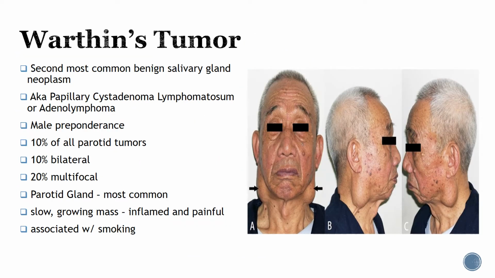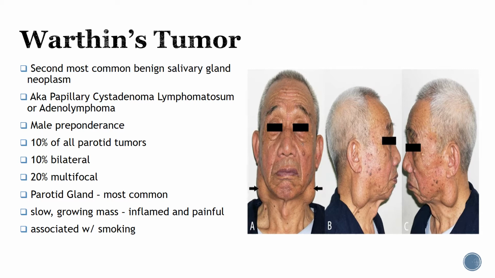Warthin's tumor is the second most common benign salivary gland neoplasm after pleomorphic adenoma. It is known as papillary cystadenoma lymphomatosum or adenolymphoma. It has a male preponderance and is more prevalent in Caucasians compared to other racial groups. It accounts for approximately 10% of all parotid tumors and is found almost exclusively in the parotid gland or the periparotid lymph nodes. Bilateral Warthin's tumors occur in 10% of cases and may be simultaneous.